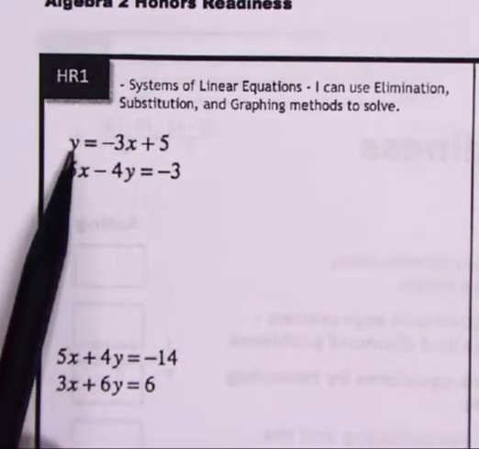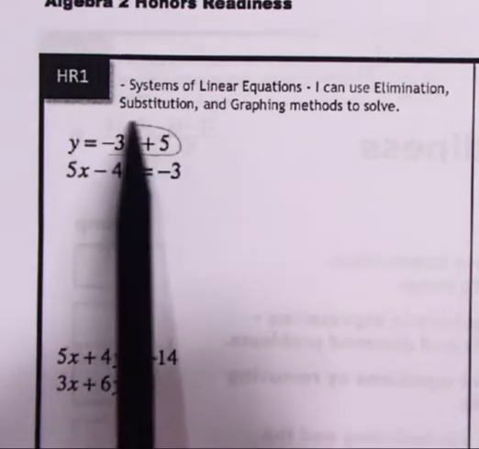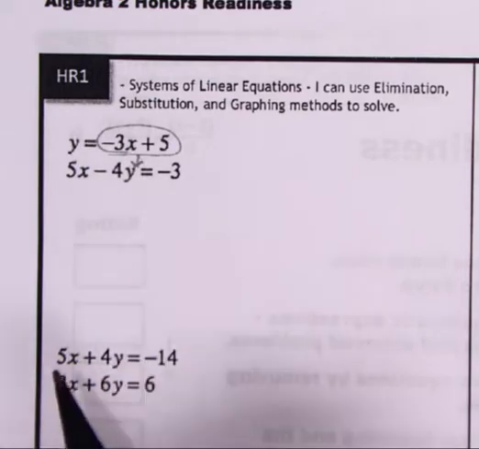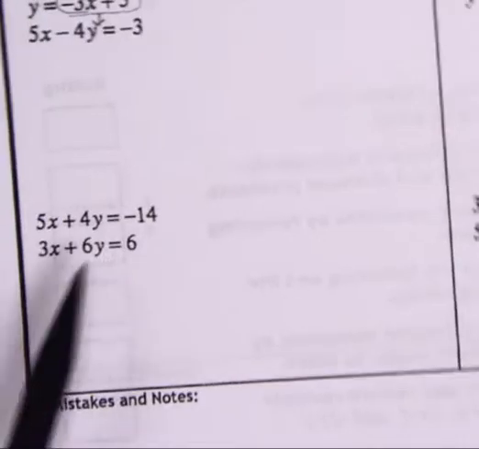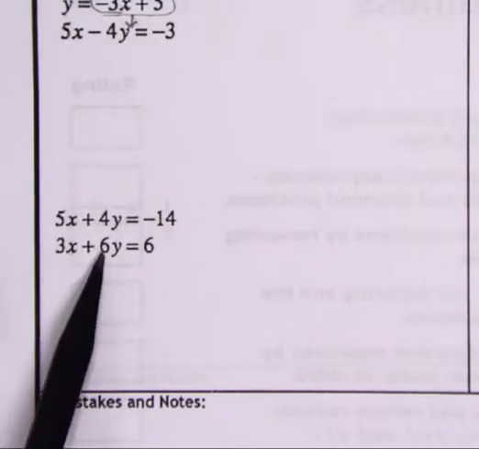This problem has one of them that's y equals, so we're going to be doing what's called substitution, where we take this whole thing and plug it in for y in the other equation. This one doesn't have anything y equals. We're going to use elimination. We're trying to get opposites stacked on top of each other so they cancel out and go away.